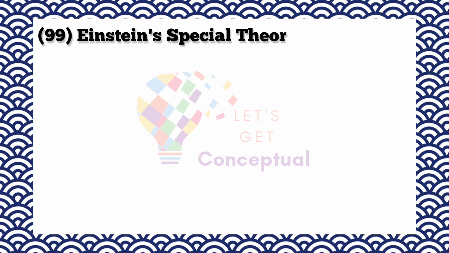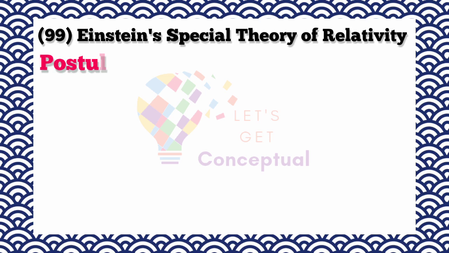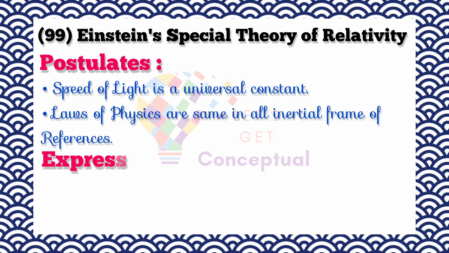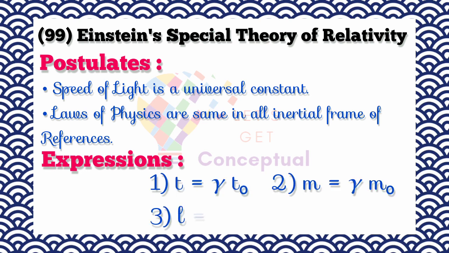Number 99. Einstein's special theory of relativity. Postulates: the speed of light is a universal constant. Laws of physics are the same in all inertial frames of reference. Expressions: 1. T is equal to gamma T naught. 2. M is equal to gamma M naught. 3. L is equal to L naught by gamma. 4. E is equal to MC square.